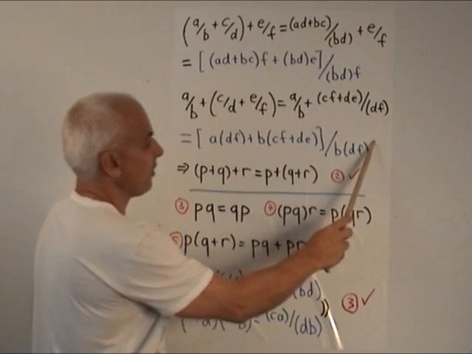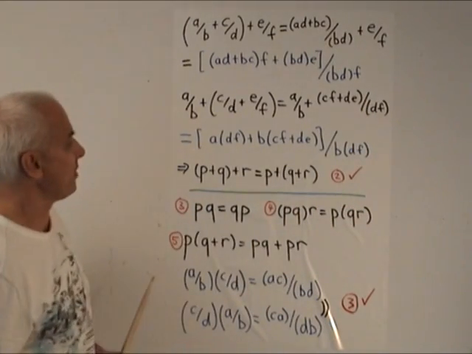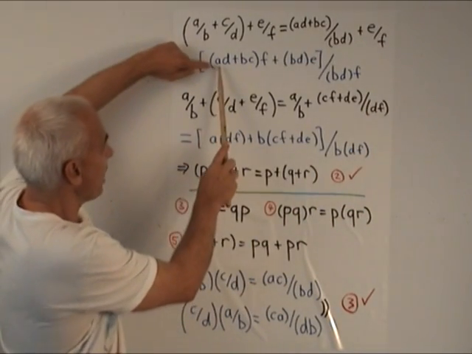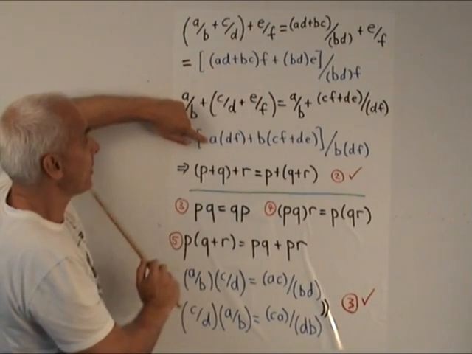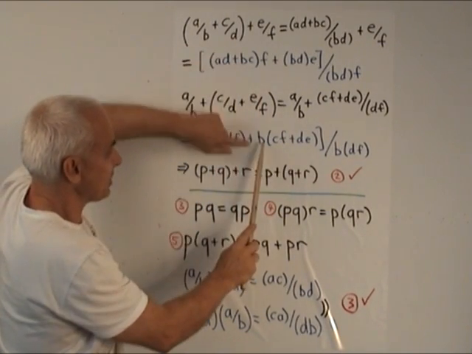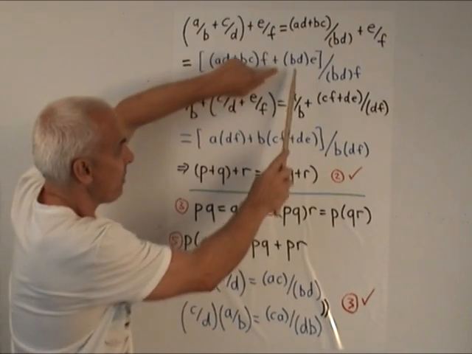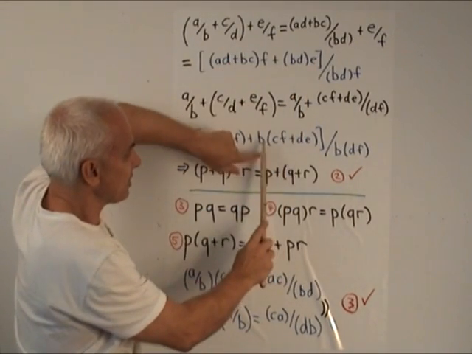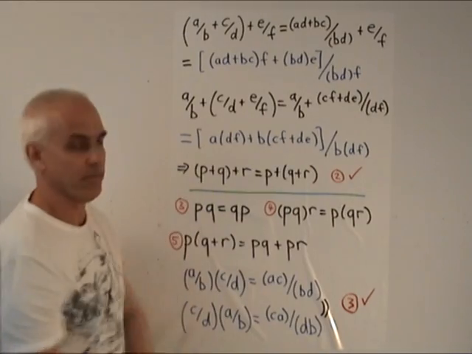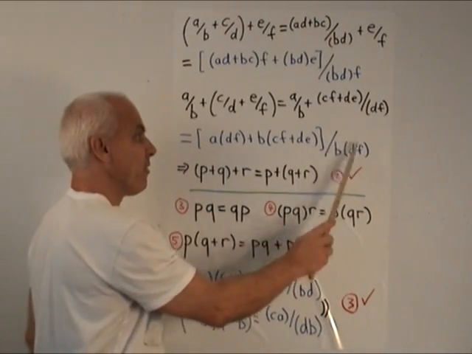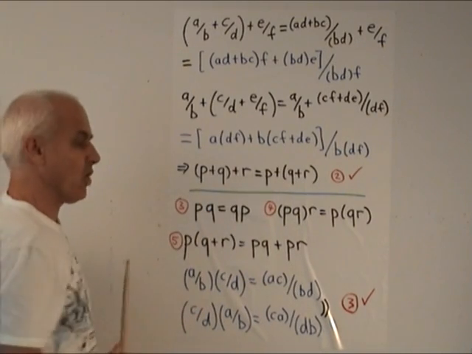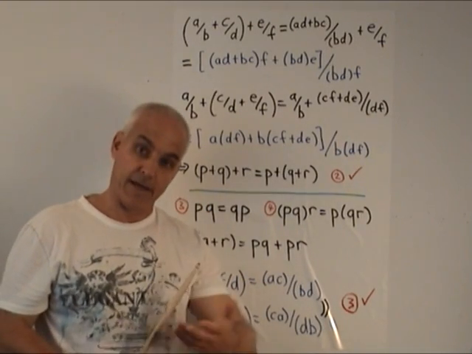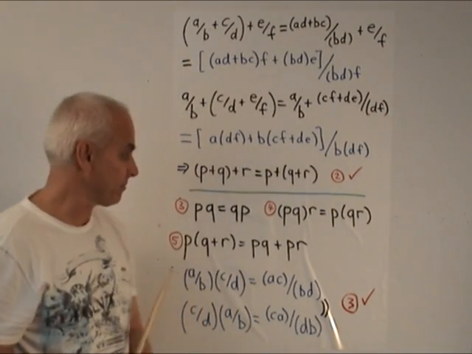And now we have to stare at this quantity and this one here and ask why are they the same. Well, in the numerator we have here an ADF term, which is the same as that ADF term. We have a BCF term, which is the same as that BCF term. And we have a BD times E term, which is the same as that B times DE term. And the denominators of both are B times D times F. That proves the associative law for addition of fractions.